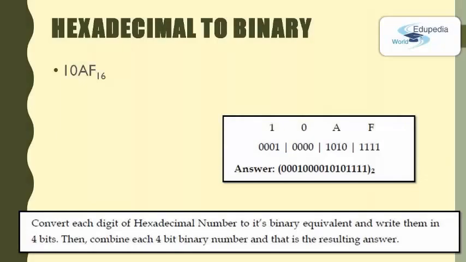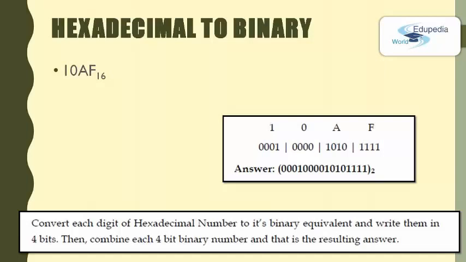Okay, now the next conversion activity is hexadecimal to binary. For that, we are given the hexadecimal value 10AF. We have to convert each digit of the hexadecimal number to its binary equivalent and write them in 4 bits, and thereafter combine each of these 4-bit groups into one resulting binary value. So that's how the conversion process goes.